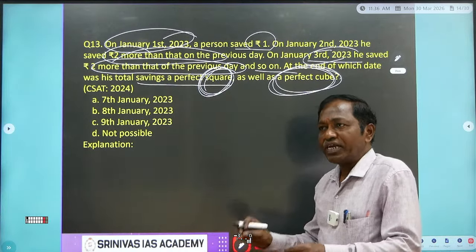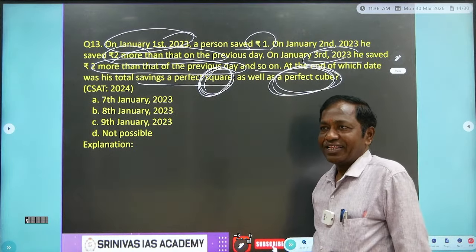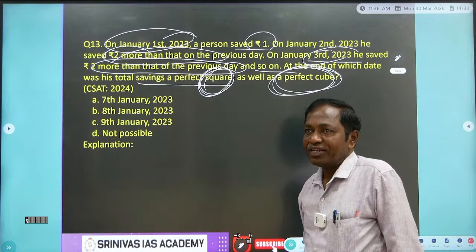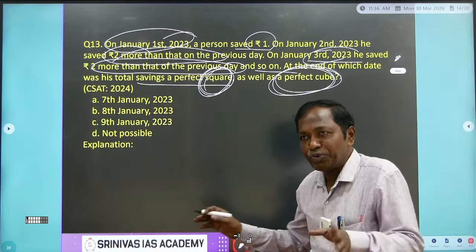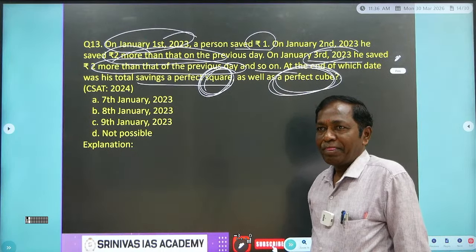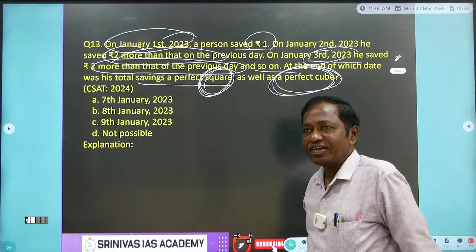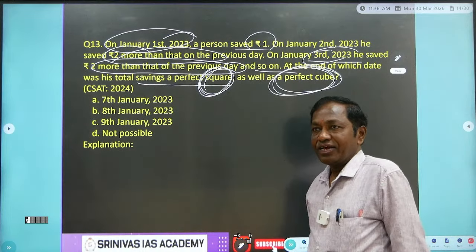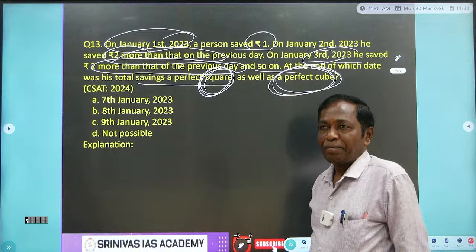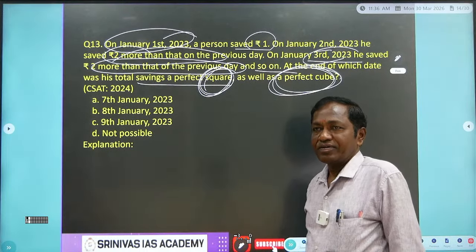What is a perfect square as well as a cube? Immediately, which number is possible? Which is a square as well as a cube? A square number as well as a cube. Which is that? 1. No, after 1. See, after 1, what is the next number?